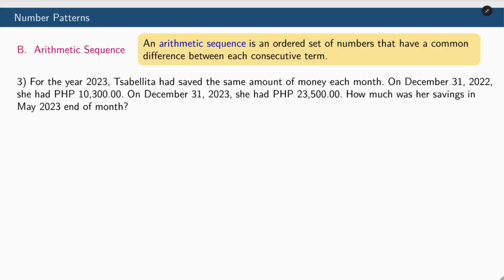Next, let us solve a word problem. For the year 2023, Chabelita had saved the same amount of money each month. On December 31, 2022, she had 10,300 pesos. On December 31, 2023, she had 23,500. How much was her savings in May 2023 end of month? Okay, this one is best to be illustrated.